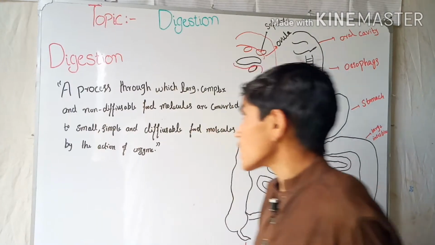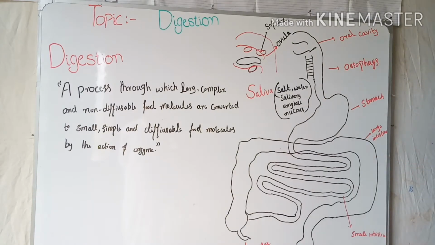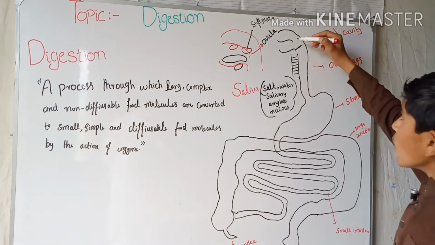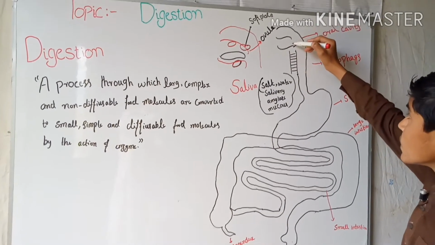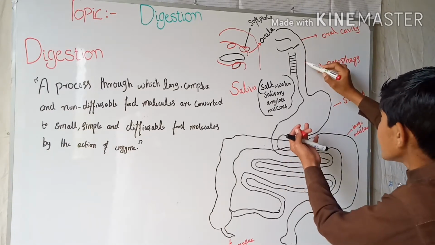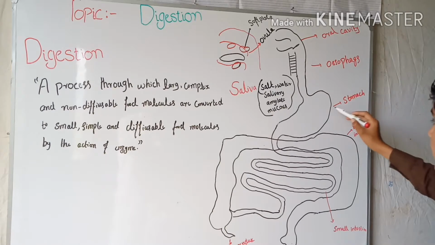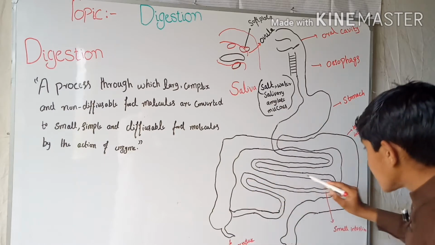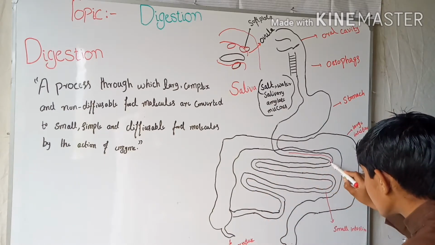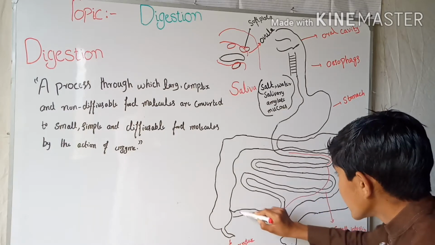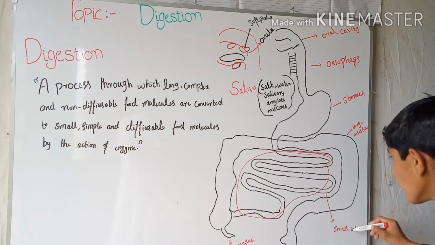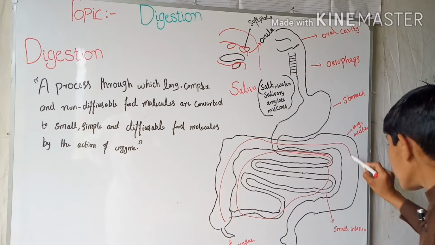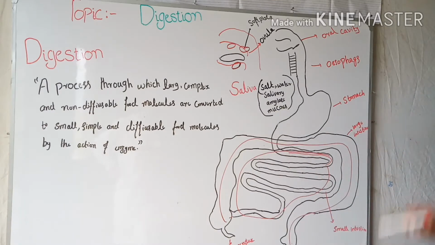So let's come to the digestive system. Students, first of all, when we take food, the digestive system consists of these parts. This is our oral cavity. This is the esophagus, from here to here. This bag-like structure is the stomach, and this portion is called the small intestine, and this portion, started from here to here, is the large intestine.